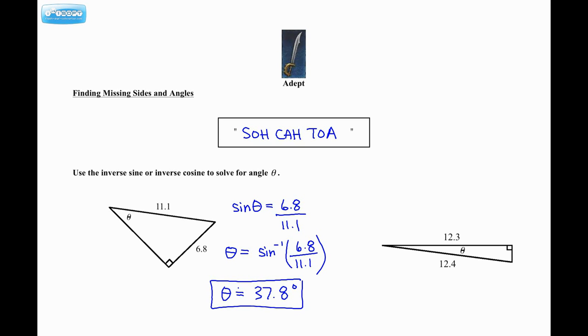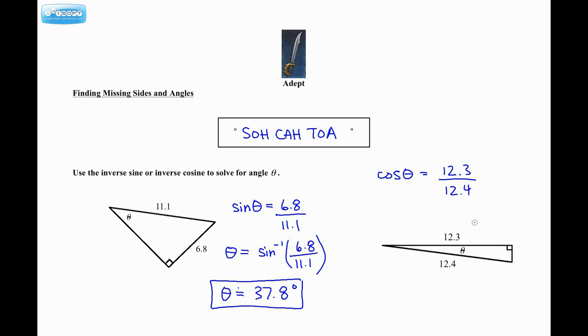Let's do another example. I have a rather skinny triangle. This is theta right in here. It looks pretty small. And the hypotenuse is 12.4 and the adjacent is 12.3. Because remember, the opposite would be right here, but it's not given and we don't need it. So which ratio uses adjacent and hypotenuse? Well, that would be the cosine. So cos of theta is the adjacent divided by the hypotenuse.